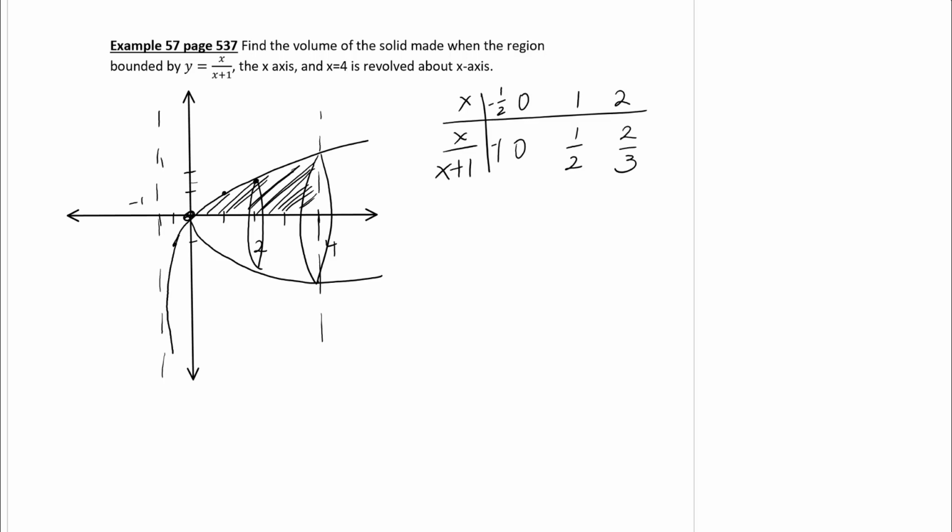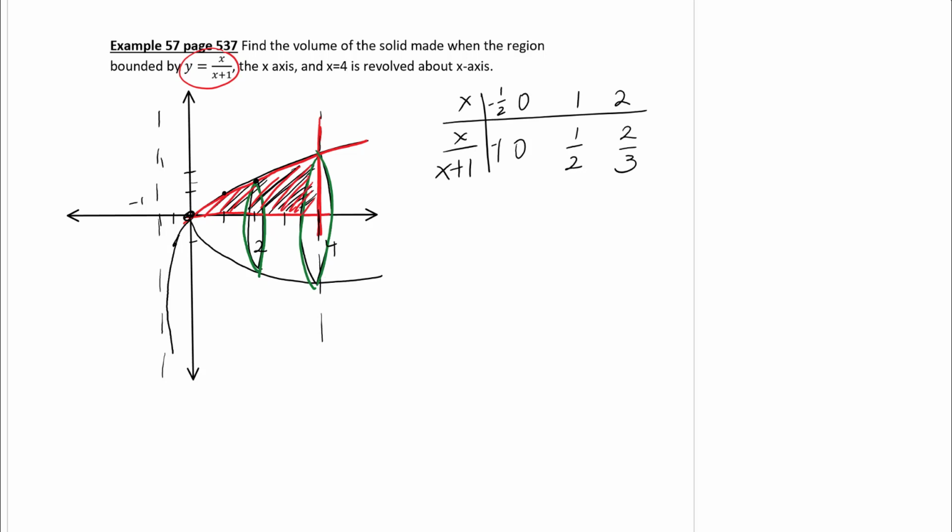So I sketched the graph. This is y equals x over x plus 1. I gave values. This is x equals 4. This is the x-axis. So this is the solid. This is the region that we actually had to revolve. So we got this solid here.